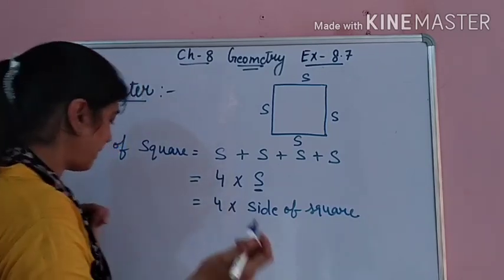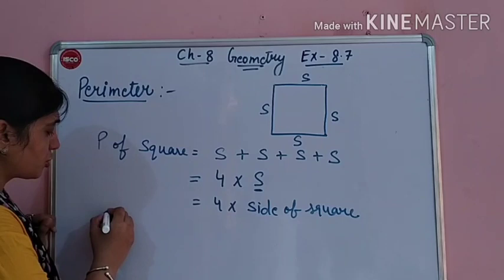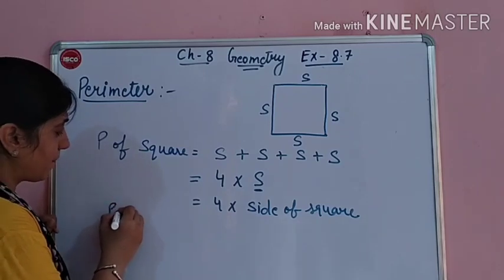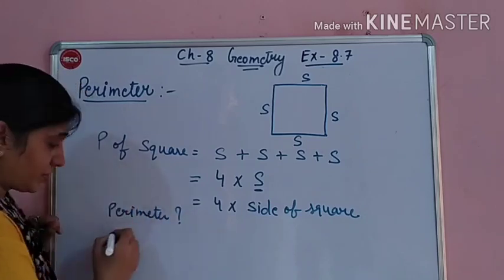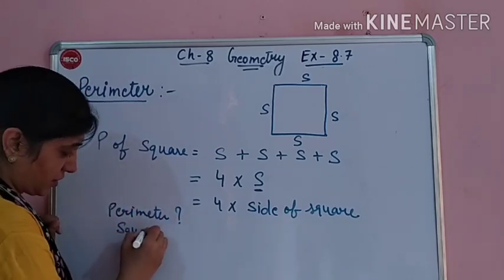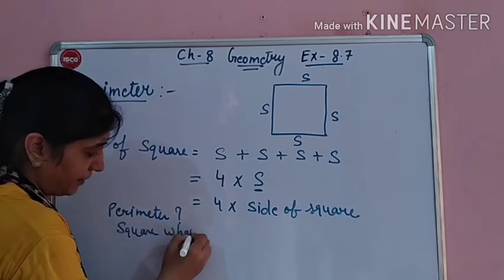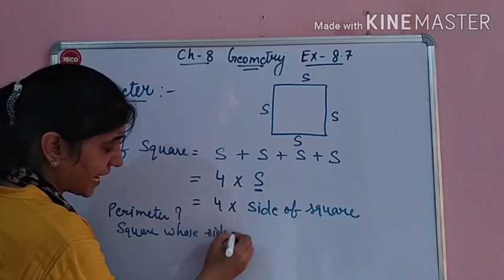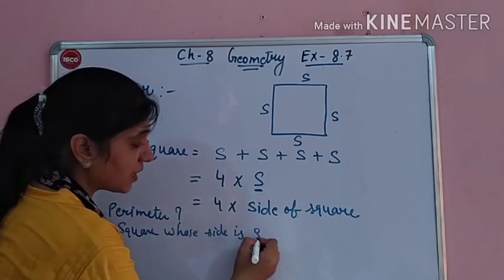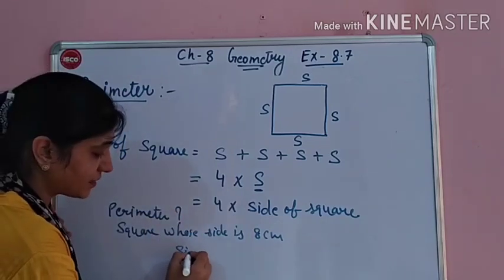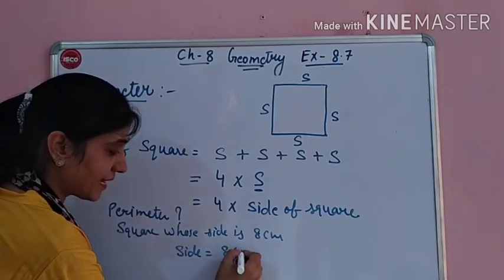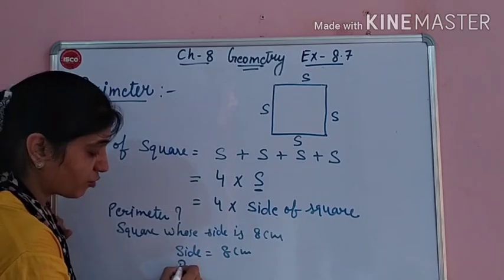Okay, I am taking one example. Your question is: find the perimeter of a square whose side is 8 centimeter. What is the side? 8 centimeter, and we have to find the perimeter.